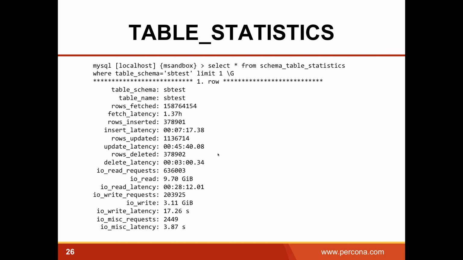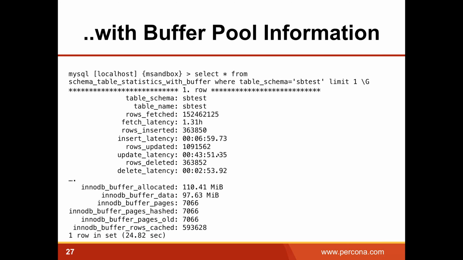And also latency. So if you're trying to investigate some additional load on the system, and you want to get this additional information, then you can definitely look into this. That's called the Schema Table Statistics report. And in addition to that, and this is really helpful, you can get buffer pool information. So you can get information about how many bytes have been allocated in the buffer pool for this particular table, how many InnoDB buffer pages have been allocated, and all this information will help you in your troubleshooting.